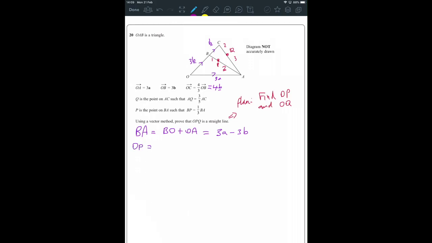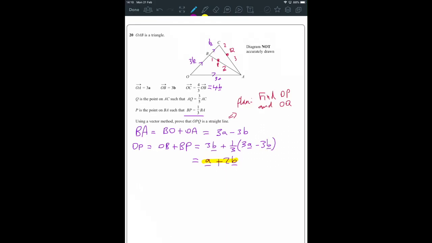So O to P is O to B plus B to P. O to B is 3B plus 1/3 of that one we just worked out, using the fact from the question that B to P is 1/3 of B to A. 1/3 of that gives us just a singular A plus 3B minus a B, which is A plus 2B. So that's O to P. I'm going to keep that for later. I need to now basically do exactly the same thing, but for O to Q.